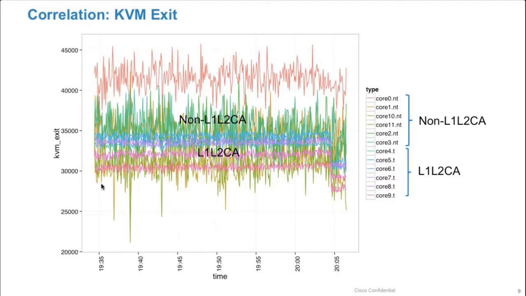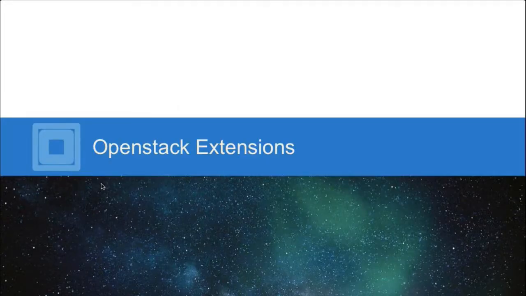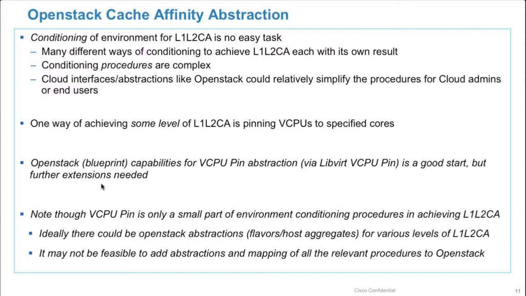Okay? So this can actually tell you that various kinds of workload can benefit from layer 1, layer 2 cache affinity, especially the VNF and media workload. Okay, so let's now talk about what kind of OpenStack extension we can provide to support layer 1, layer 2 cache affinity. Now, as I said, conditioning an environment for layer 1, layer 2 cache affinity is very complex, okay? There are multiple different ways of doing that, and different ways provide you with different kinds of result, okay?